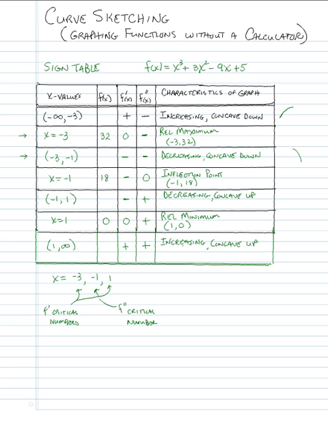Oh, I should have gone up here next to this particular row and noticed it's decreasing and concave up, which means it has this shape, doesn't it? Whoops, it has this shape. And then down below, it's increasing and concave up, so that means it has this shape.